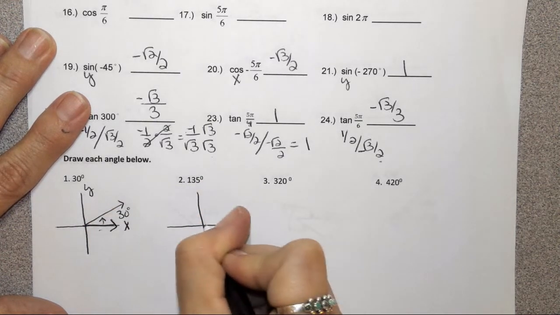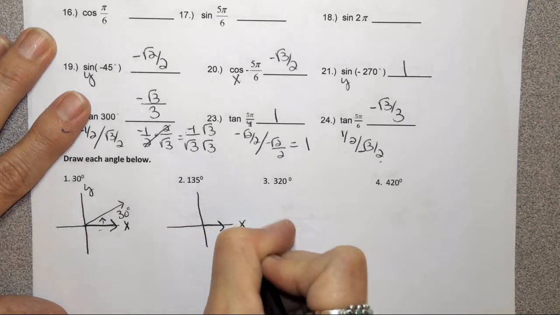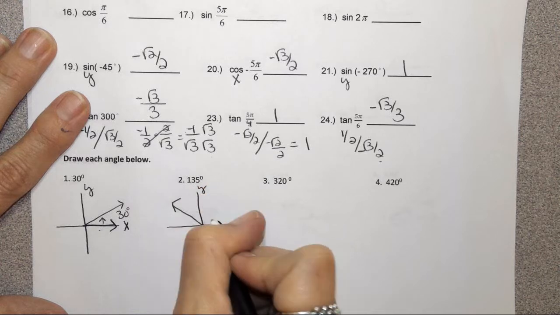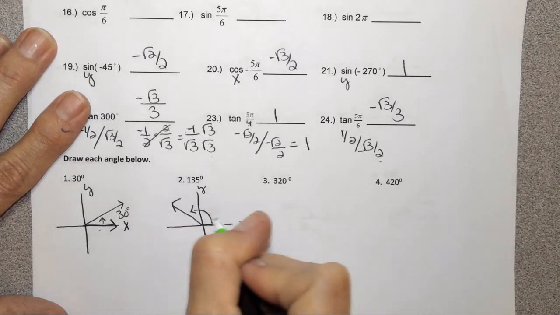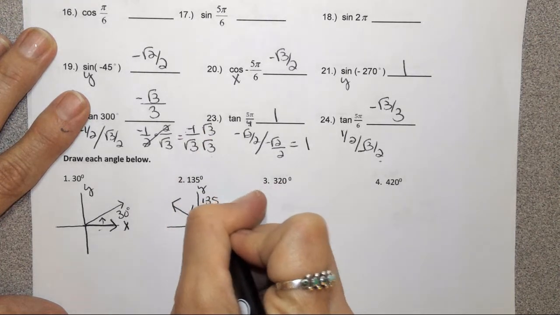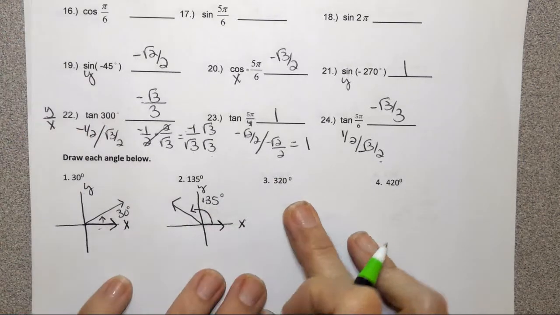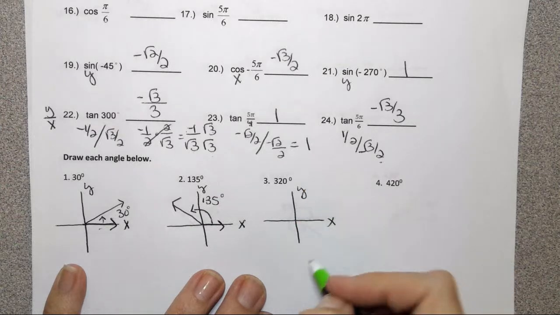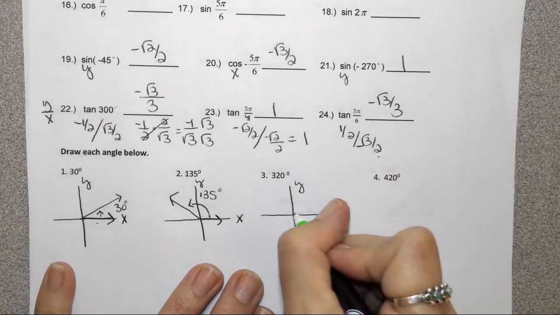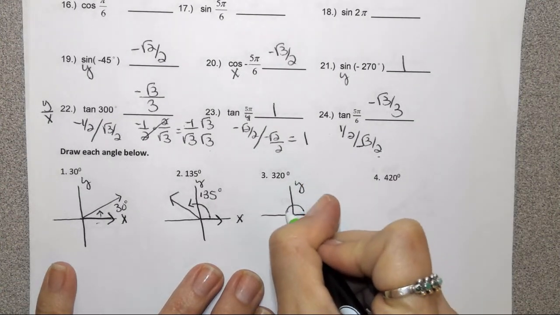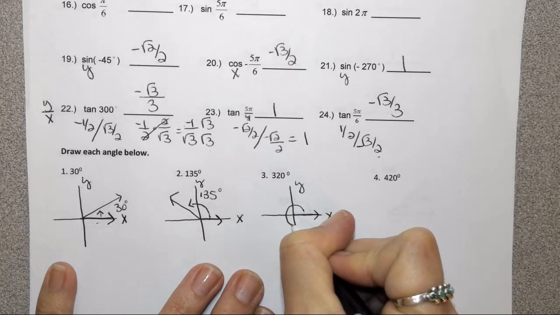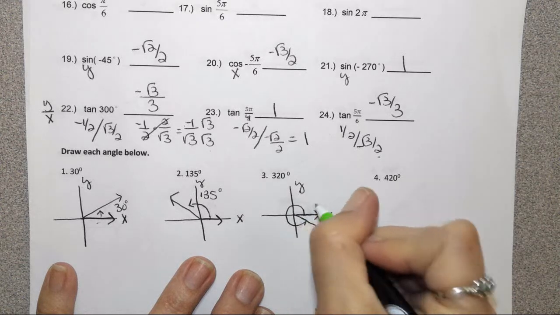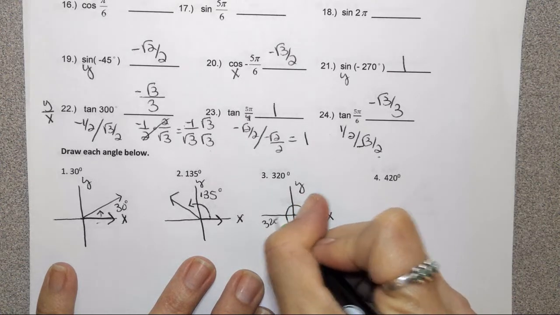135 degrees is going to be in quadrant 2, and it's right smack in the middle. So I would just go like this, showing the direction that I'm going, and I'd write 135 degrees. 320 degrees is going to be over here in quadrant 4. So I'm going to go like this. And 320 is not on my circle, but I know it's right after 315. So it's going to be about right there. And then I'm going to write 320 degrees.